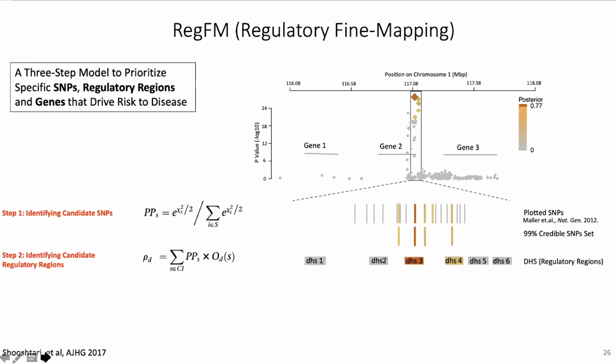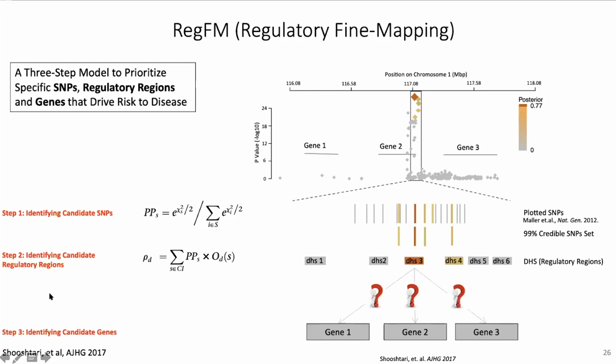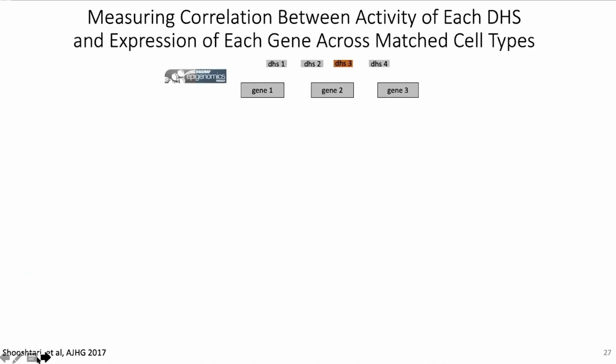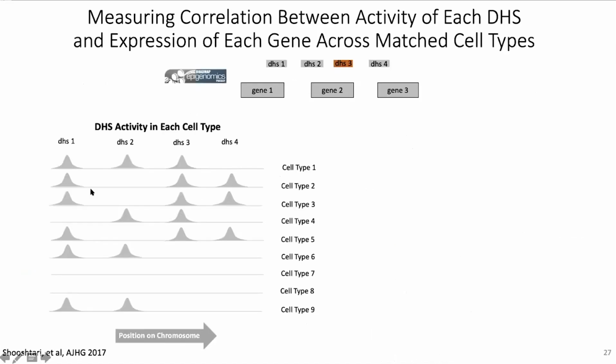And then by assuming that each of these regulatory sites have an influence on the expression of the genes that they control, we look for a correlation between the activity of the regulatory sites and expression of the genes to identify which genes are likely to be controlled. So here I'm telling you how we do that. This is just an example. So it's basically a cartoon.